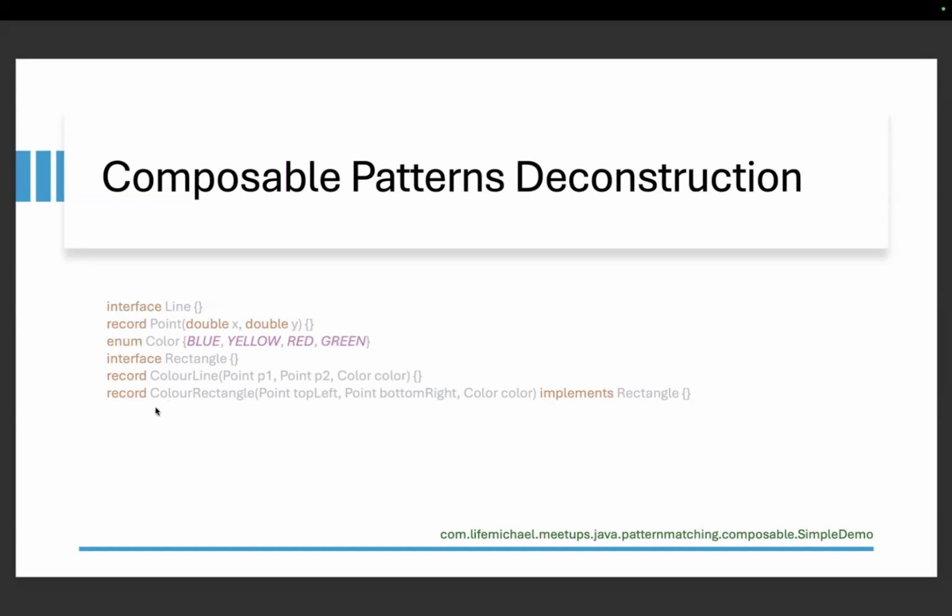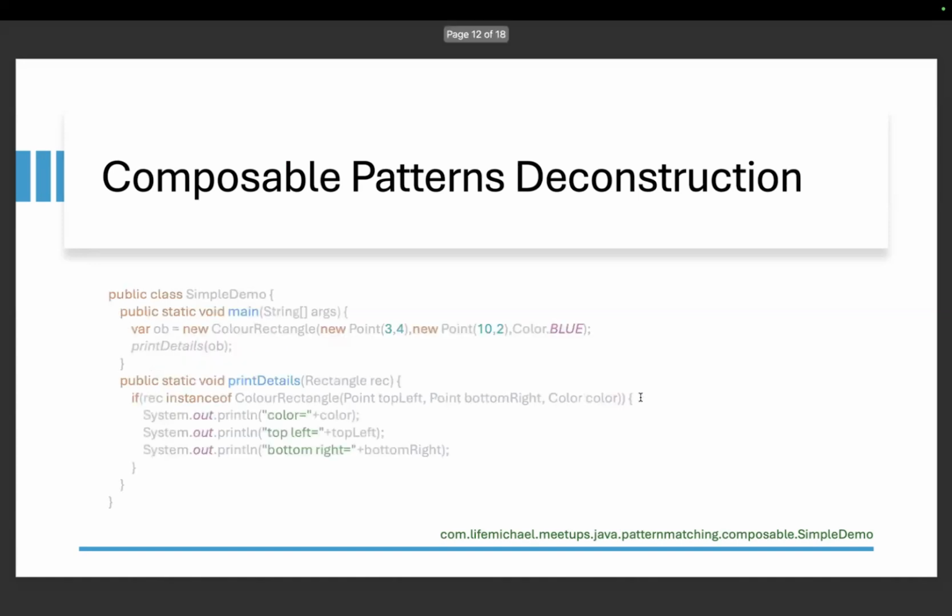We also get a new type whose name is ColorRectangle in a very similar way. A rectangle is defined by 2 points, top left and bottom right. And in this case, we also specify the color. And by adding implements Rectangle, it means that we can refer to an object of the ColorRectangle type as a Rectangle. Now we can use that in our code.